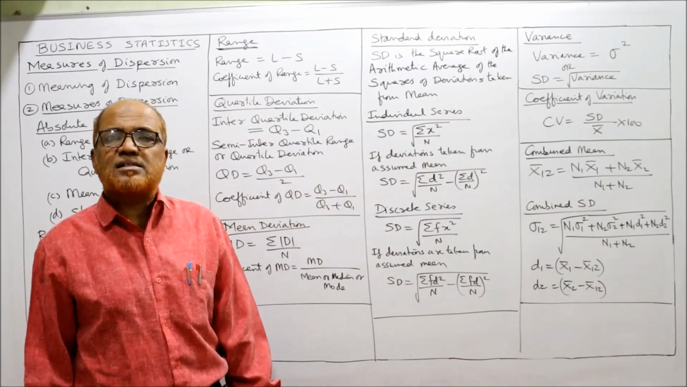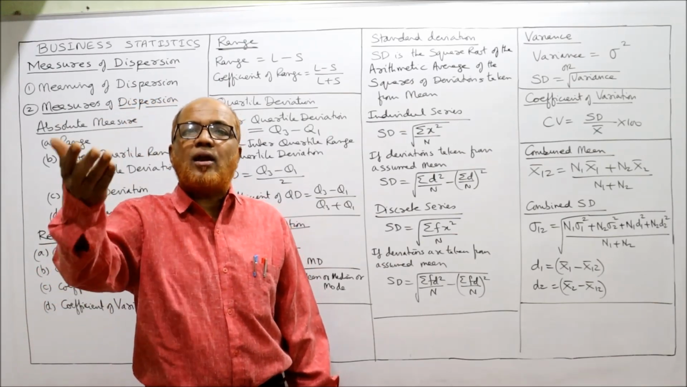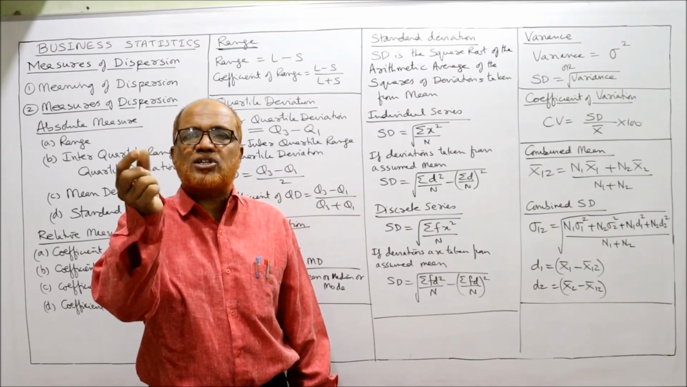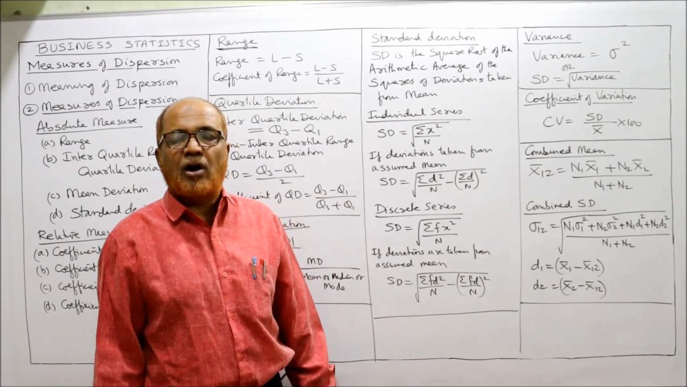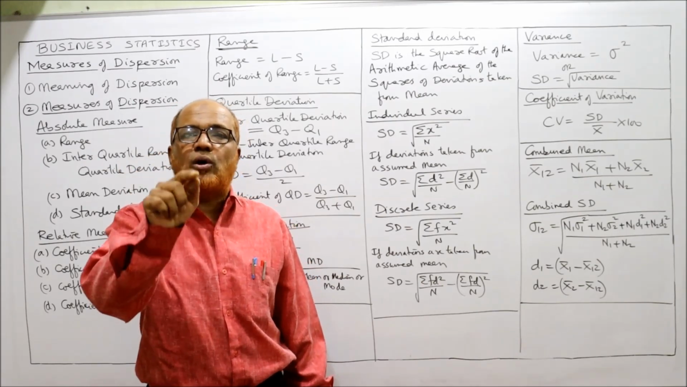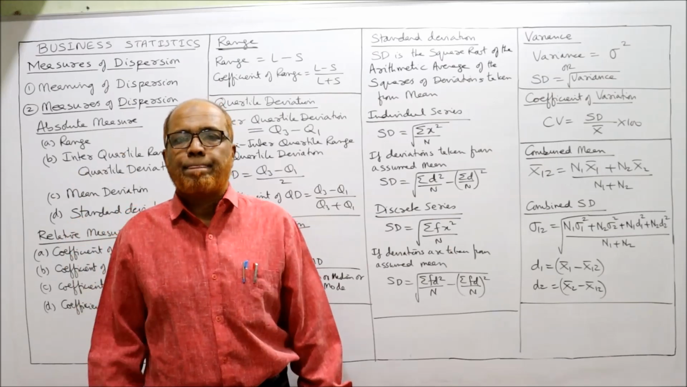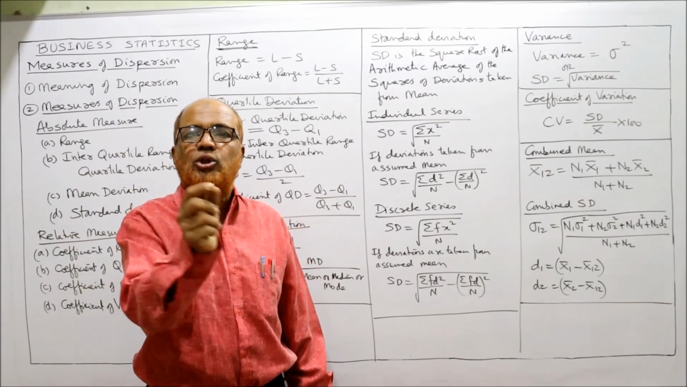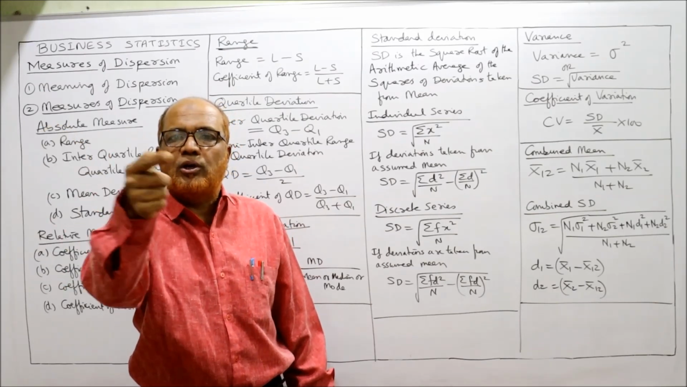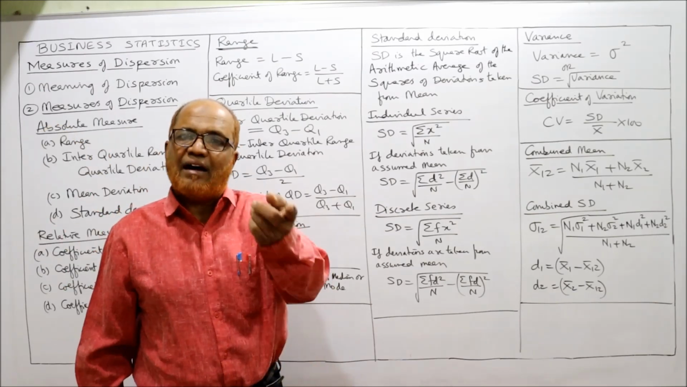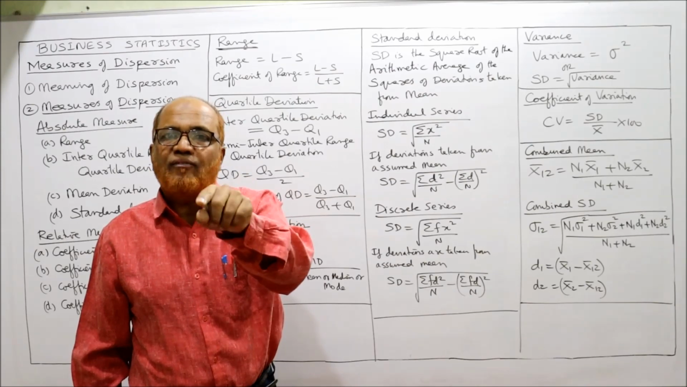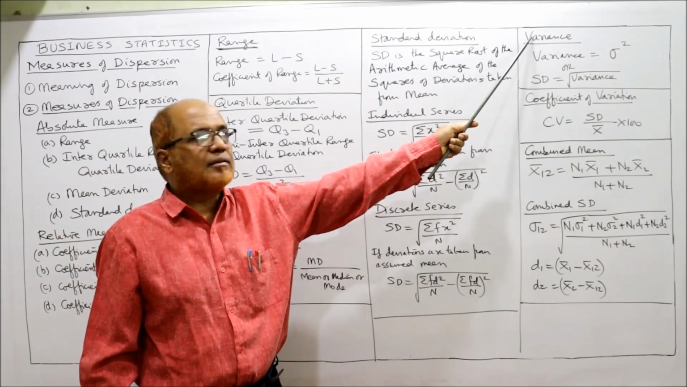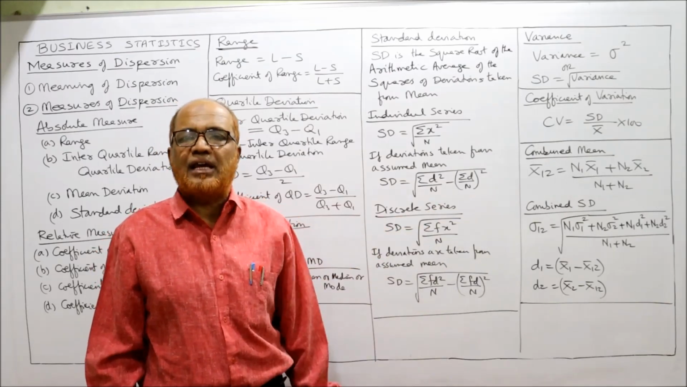Next is variance. Variance means the square of standard deviation. If you square the standard deviation, you will get the variance, or standard deviation is equal to the square root of variance. If variance is given and you have to find the standard deviation, put the variance under root and you will get the standard deviation. If you have the standard deviation and want the variance, square the standard deviation and you will get the variance.